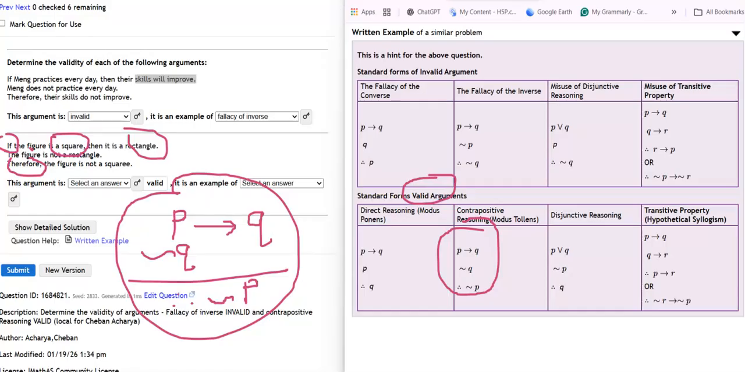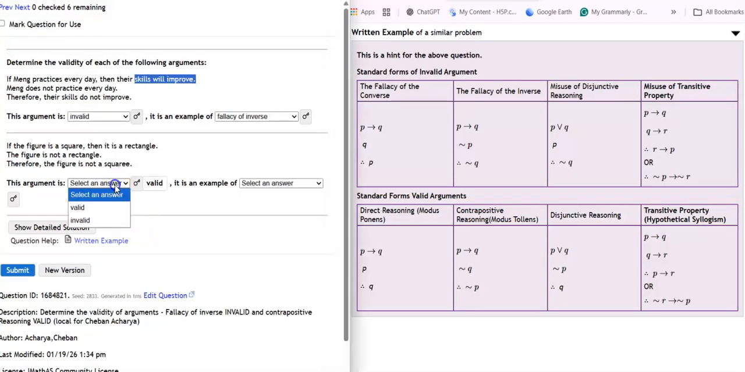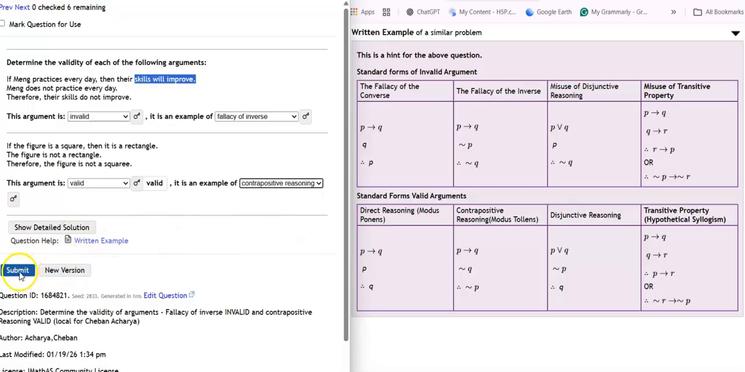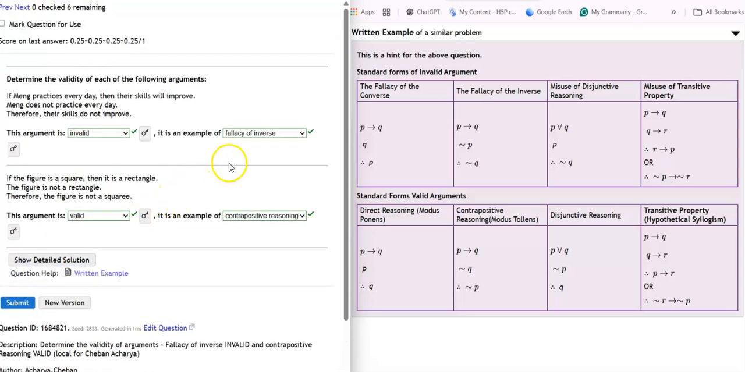So now I'm going to choose this answer: the argument is valid as an example of contrapositive reasoning, and submit. That's how you answer the question.